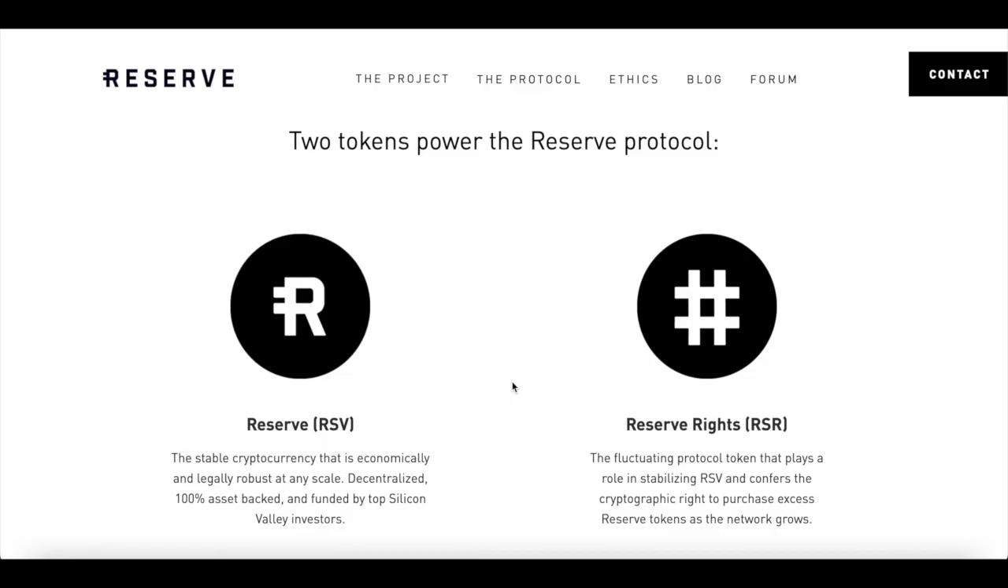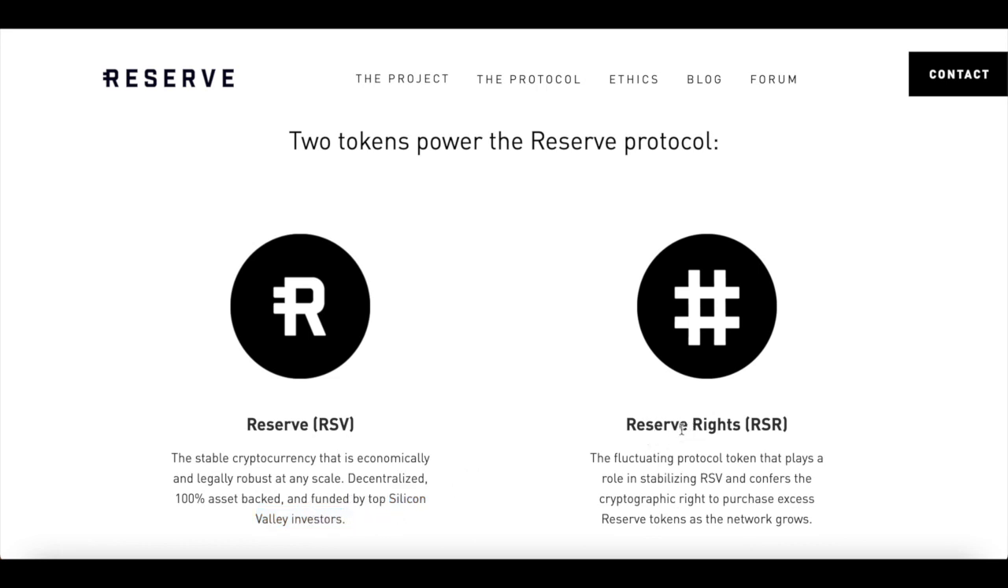Now, interesting to note, there are 2 separate tokens that power the Reserve protocol. So Reserve, the RSV, is the stable cryptocurrency that is economically and legally robust at any scale, decentralized, 100% asset backed, and funded by top Silicon Valley investors. I don't really know who those investors or companies are, but it's probably some top businessman or businesswoman in Silicon Valley.